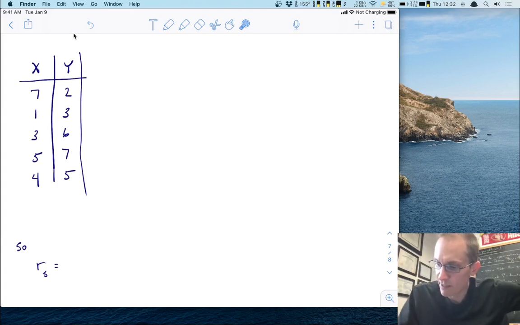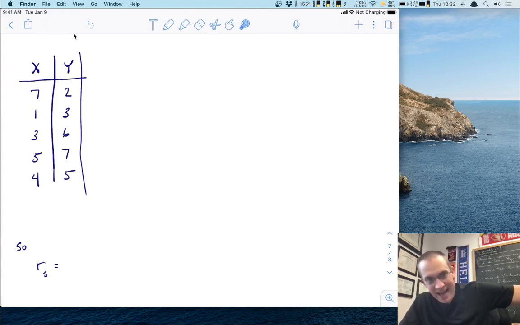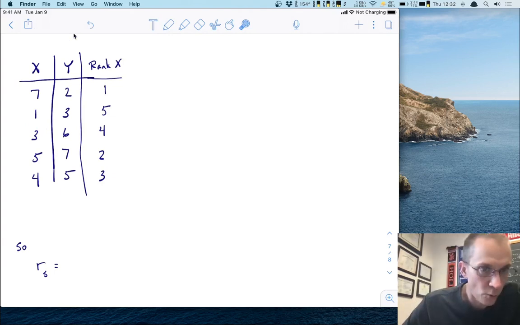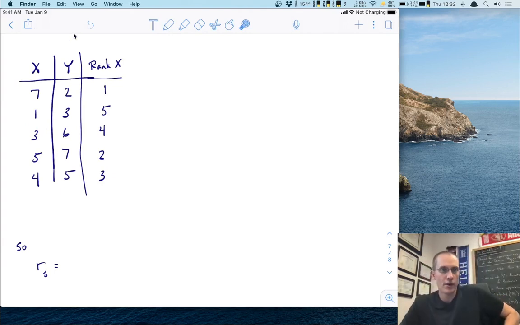So if we go down this list by X, this would have a rank of 1, right? Because it's the highest score in that data set. Now, the next highest score would be this one, the 5 down here. So it would have a rank of 2. Then the next highest would be this one, which would have a rank of 3, and then 4, and then 5. Let's show what all that looks like. Okay. So you can see here, these are the ranks for X. Again, highest is the first ranked.